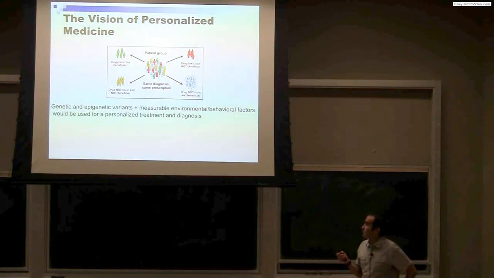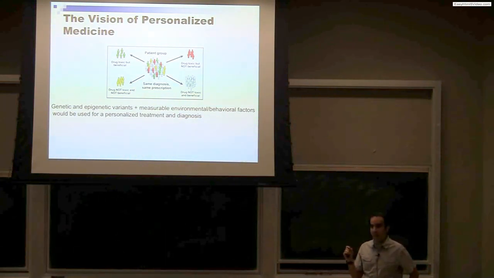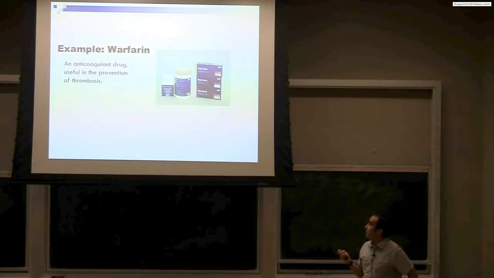The idea with personalized medicine is that you can differentiate between these different groups, okay? And maybe you can measure something that can say, oh, in this individual, it will not be toxic, or it will be toxic. So you could base your decisions on that. Here's actually an example.